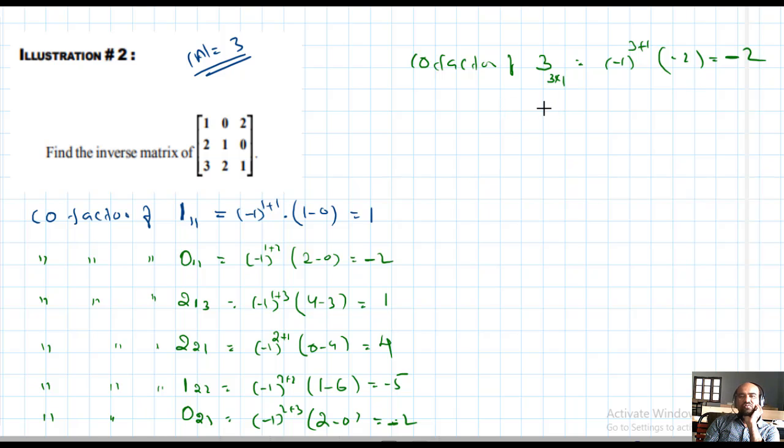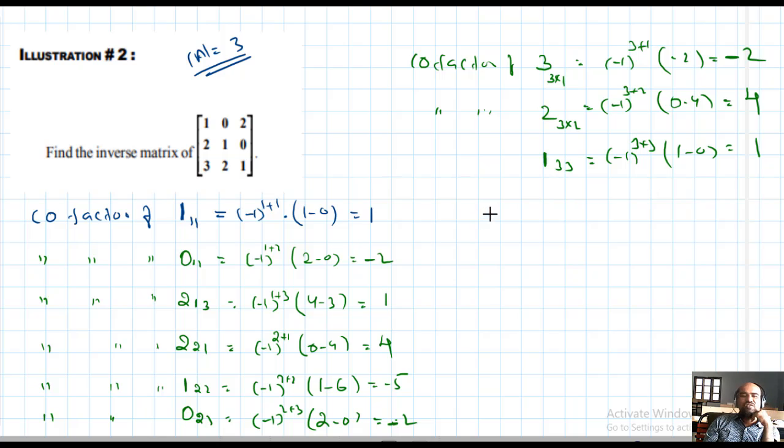Okay students, next cofactor of the 2, that is 3 2, minus 1 power 3 plus 2, that is 0 minus 4, already here minus, totally 4. So last element, that is 3 3, that is minus 1 power 3 plus 3, 1 minus 0, totally 1. So first of all I want to write the cofactor matrix.